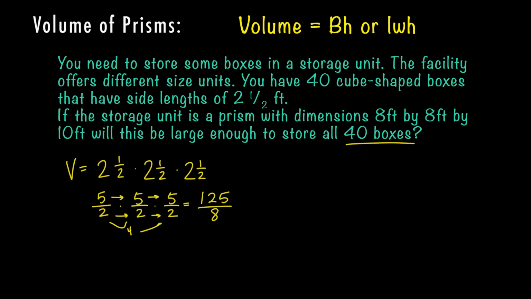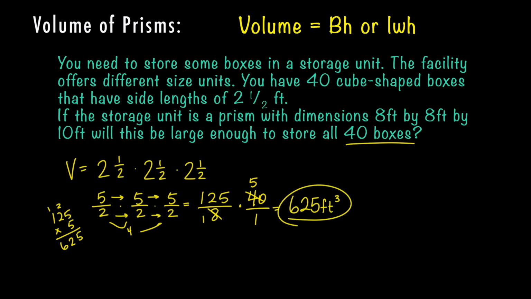how much is the 40 boxes going to take up? So I'm going to multiply that by 40 boxes. I'm going to put that 40 over 1. So I can multiply straight across the top, straight across the bottom. But before I multiply, I'm going to simplify this to make my life easier. I know that 8 goes into 40 evenly. So 8 divided by 8 is 1. 40 divided by 8 is 5. Now I have much easier numbers to multiply by. 125 times 5 is going to equal 625 feet cubed. So this is the amount of space that the boxes are going to need.